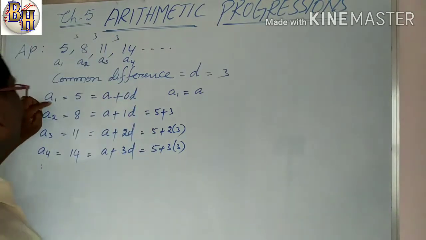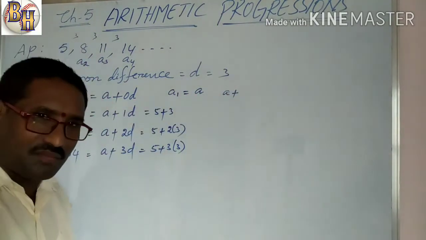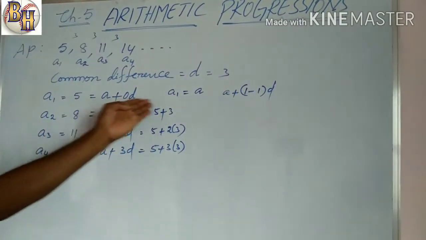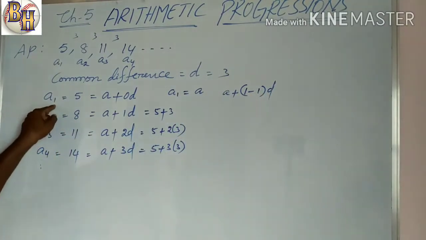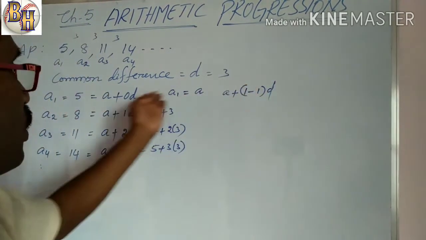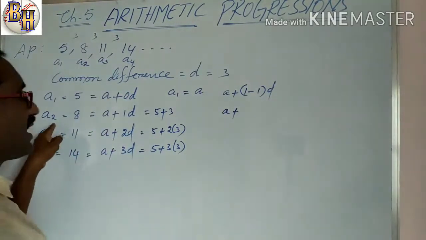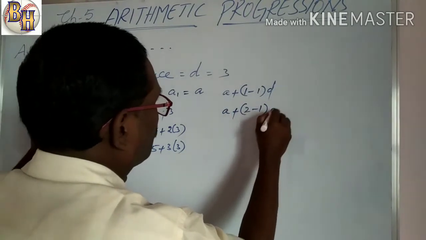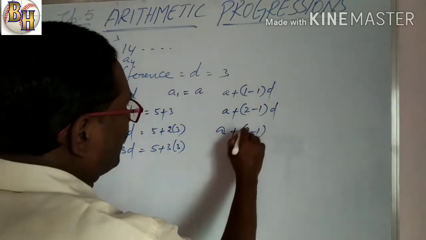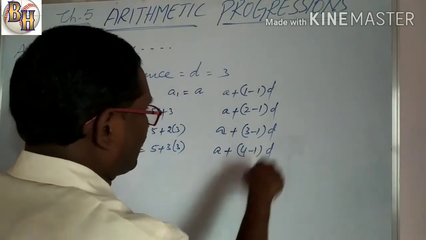Here, how to write? A1 is equal to A plus, observe here, (1 minus 1) into D we can write. 0D means that is only 1 minus 1. This term number minus 1, subtract 1. A plus (1 minus 1) into D, 0 into D is equal to 0D. Second term, how to write? A plus, second term number, what is that? 2 minus 1, that is equal to D. Third term, how to write? A plus (3 minus 1) into D. See, A plus 2D. This is A plus (4 minus 1) into D. That is equal to what?